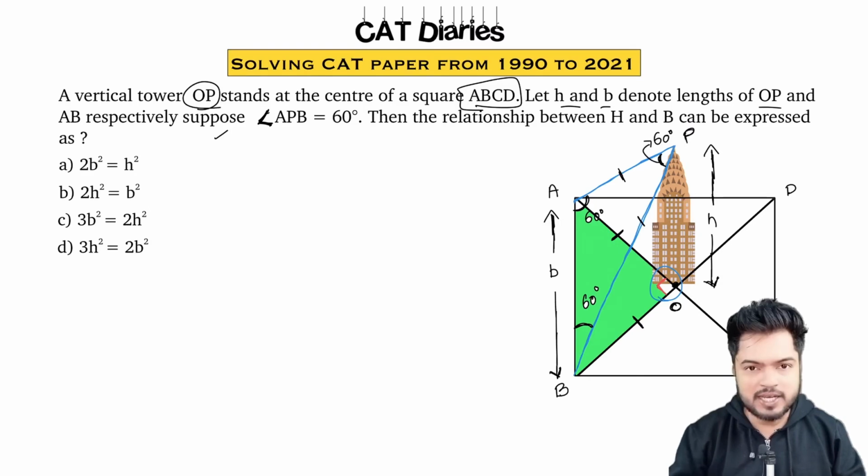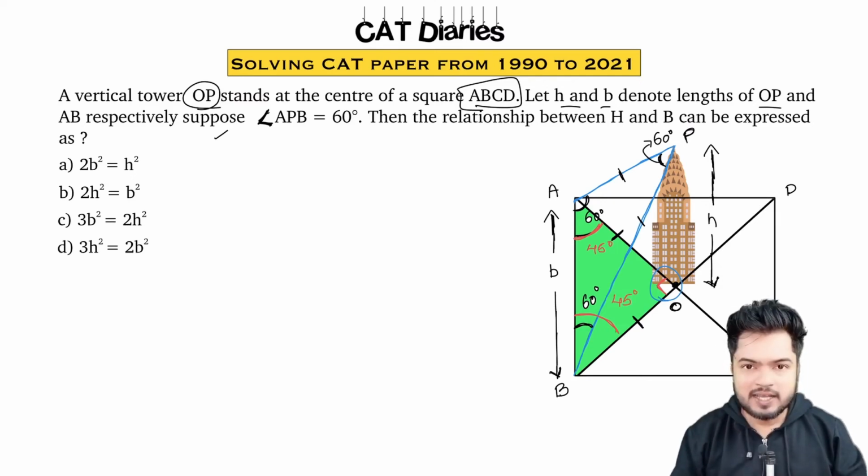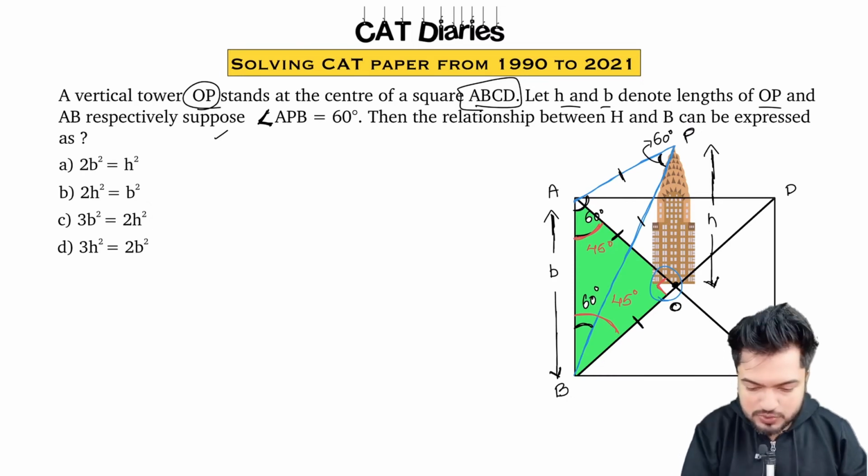If this is 10, they will be bisected into 5 and then 5. So they have to be equal. Which means this becomes a 45, 45, 90 degree triangle. So I would say this is 45 and this is also equal to 45. So this becomes a 45, 45, 90 degree triangle. What do I know about this type of triangle? The sides of this triangle, 45, 45, 90, are in the ratio of 1 is to 1 is to root 2.